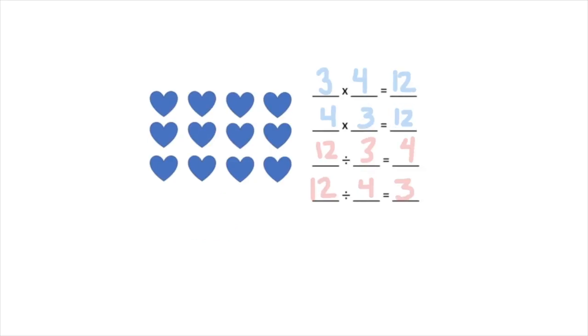So there you have your fact family of 3, 4, and 12. Our 2 multiplication facts: 3 times 4 is 12, 4 times 3 is 12. And our 2 division facts: 12 divided by 3 is 4, and 12 divided by 4 is 3.